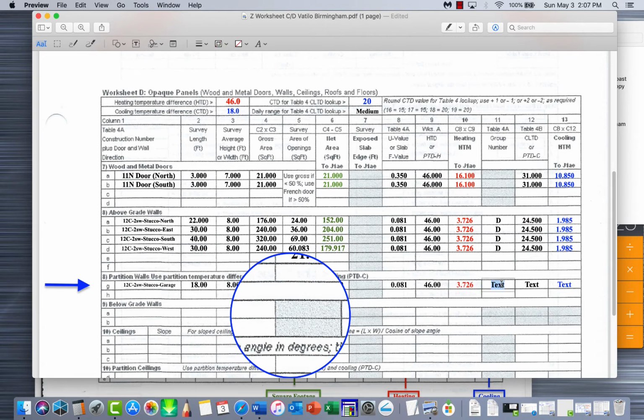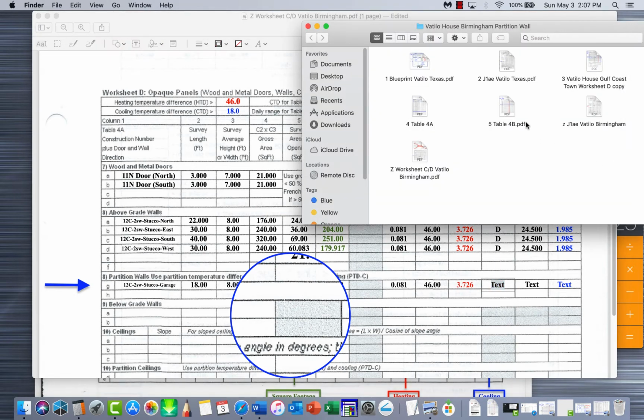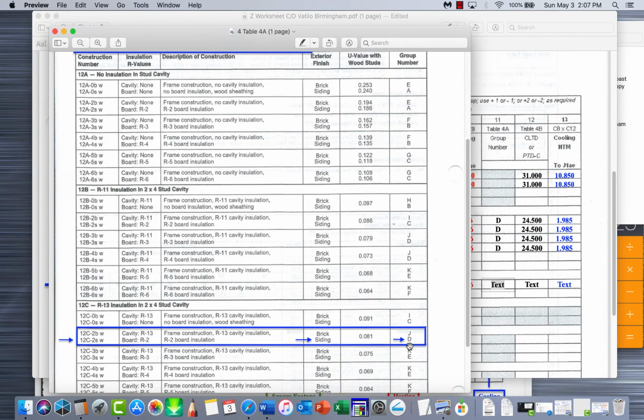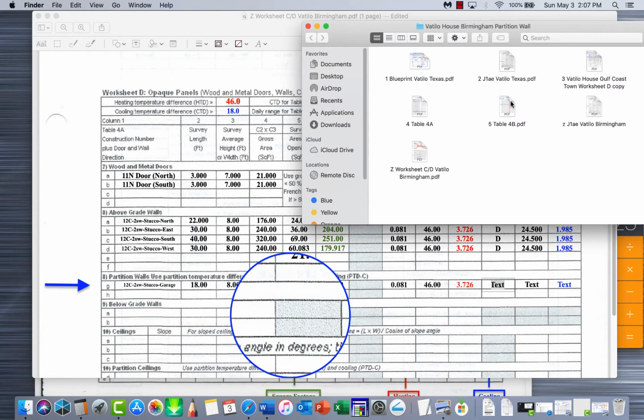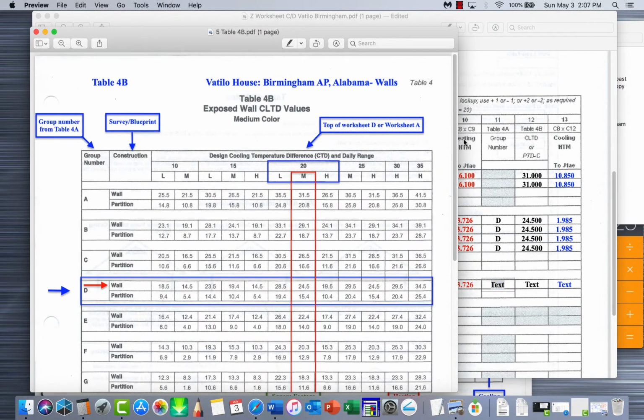Wall group code. Let's go to that. Now in table 4A, it basically gave you the group code. If we were siding, it would be a D. If it had brick veneer on the outside, it would have been a J brick wall code. But we're a D, so we're going to go to table 5A now. I'm sorry, table 4B.